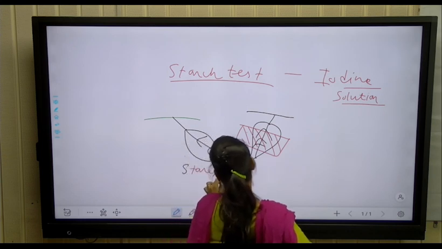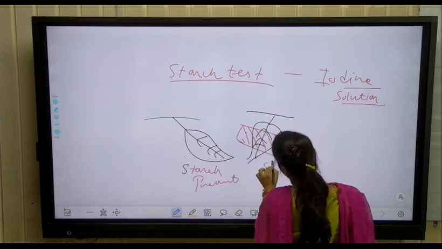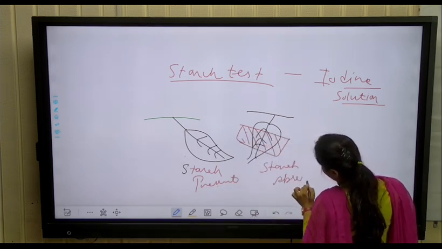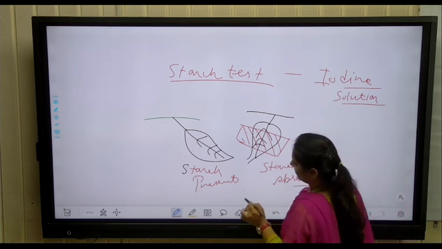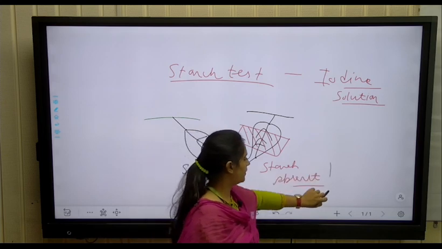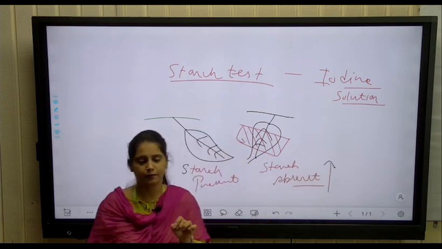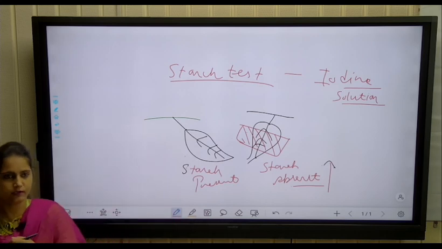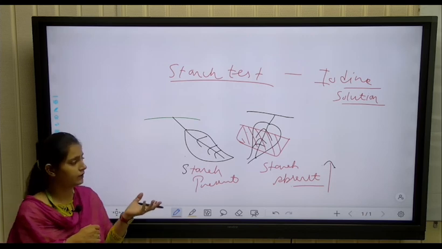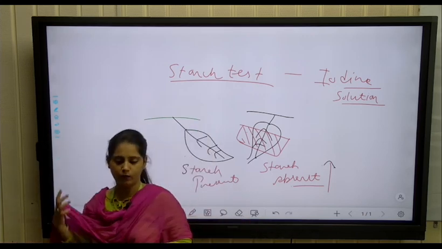There was starch present in the leaf which was not covered, and there was starch absent in the leaf which was covered with the black paper, which means the process of photosynthesis has not occurred in this leaf, because the leaf was covered with the black paper and sunlight was not there. So chlorophyll could not convert this CO2 molecule into carbohydrate.